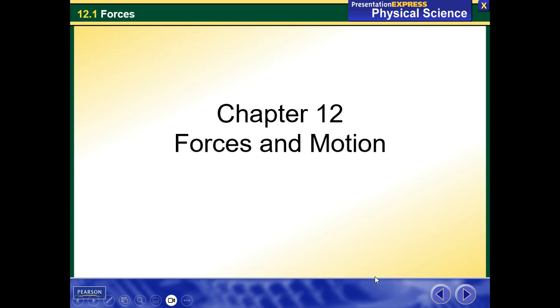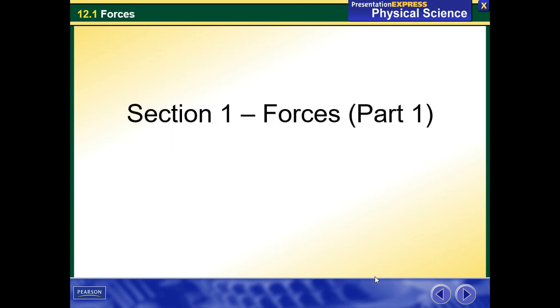Hey everyone! Today we're going to start in chapter 12, which is about forces and motion. Now, motion was heavily talked about in chapter 11 before we went on Christmas break. So now we're going to focus on how forces affect the motion that I'm seeing. So section 1, we're going to first focus on what is a force and then how does that affect motion. And we're going to hit on a couple types of forces that we can see.